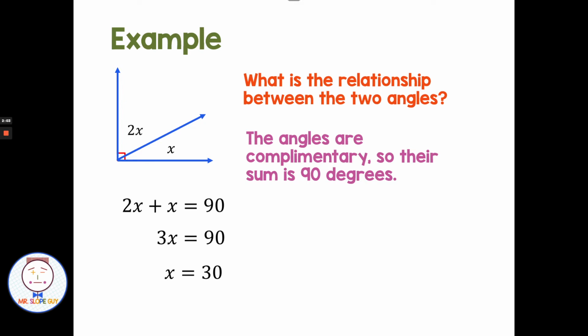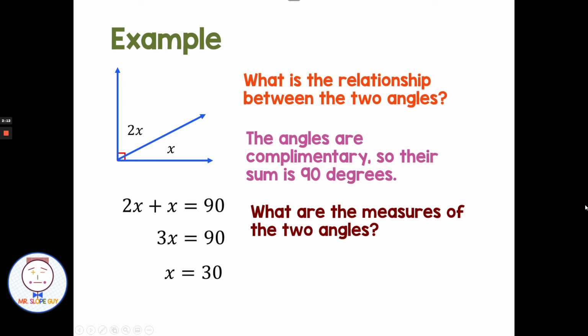And now that we have the equation solved, we can go back and actually find measurements for those two angles. So if x is 30, this angle that just says x is going to be 30. And then to find the other measure, we have 2 times x. We can substitute in our 30 for x and get 2 times 30 is 60. So the missing angles are 60 and 30, and together they add up to 90, which makes sense for complementary.